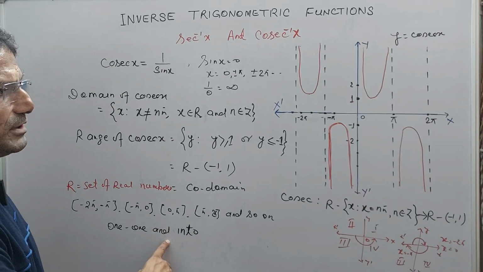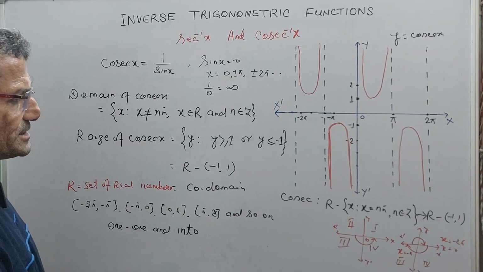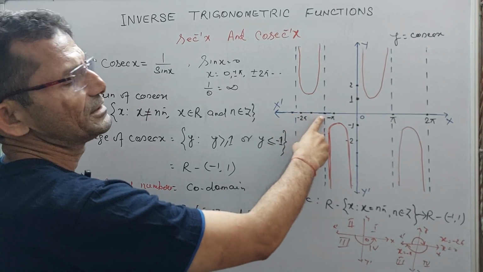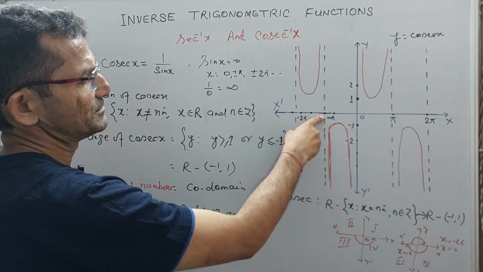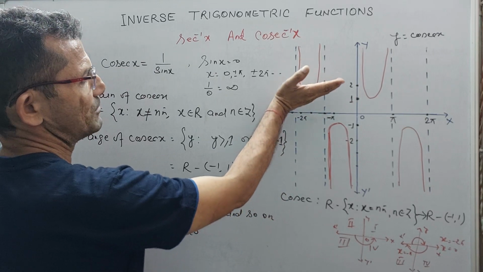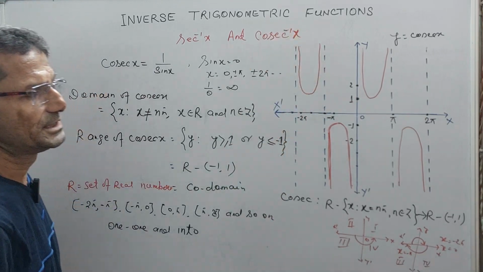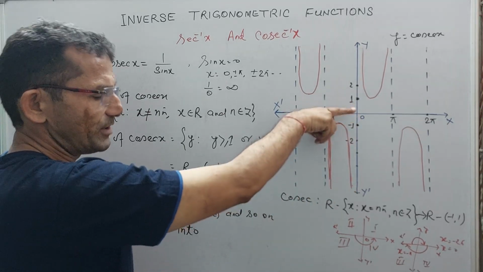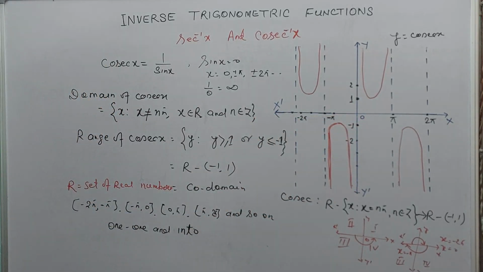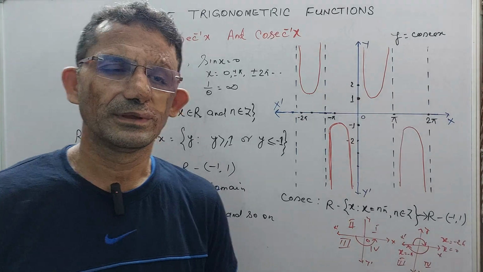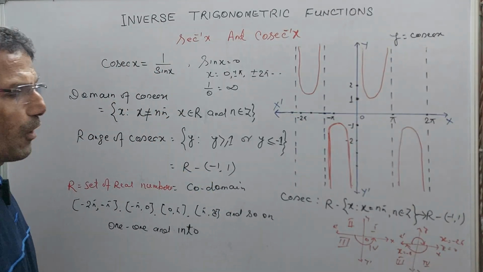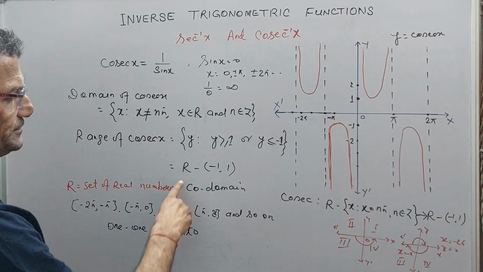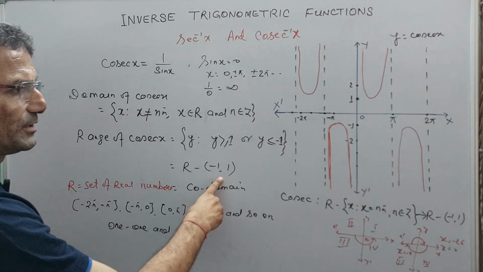It will not be an onto function, because in that case, if I consider only this interval -2π to -π, only the real numbers from 1 to plus infinity will be in our range part, but the real numbers from -1 to minus infinity will not be in the range part. For making it one-one and onto, we have to consider the whole range of the cosec function.